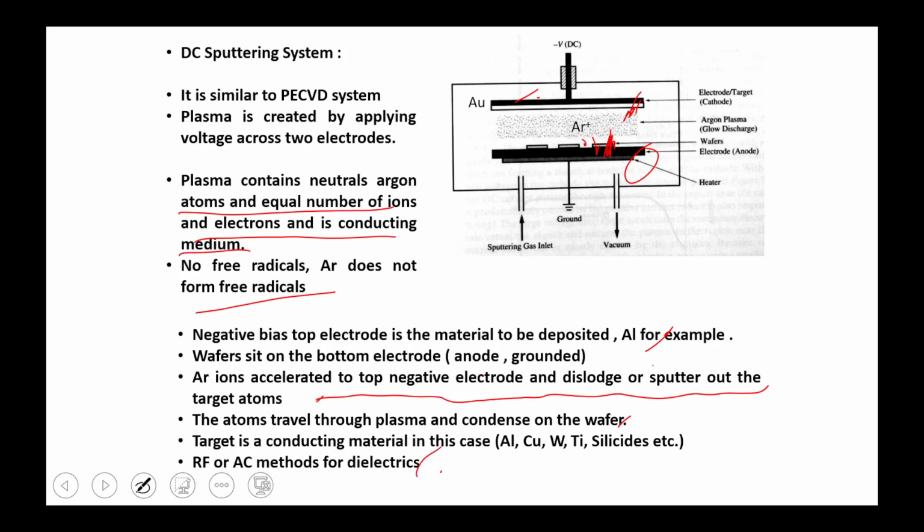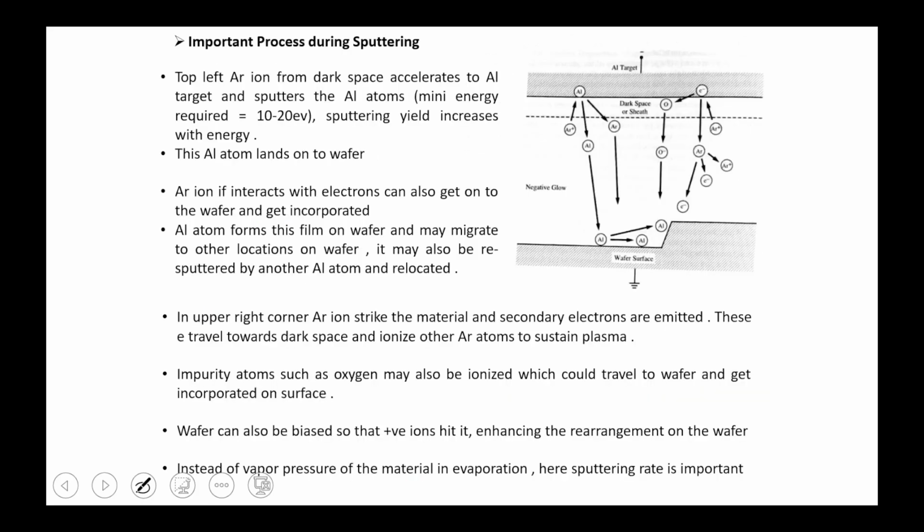We use either RF or DC, whatever the requirement. For metals, we use only DC. For metal oxides or other materials, like silicon, SiO2, nickel oxide, chromium oxide, we use RF.